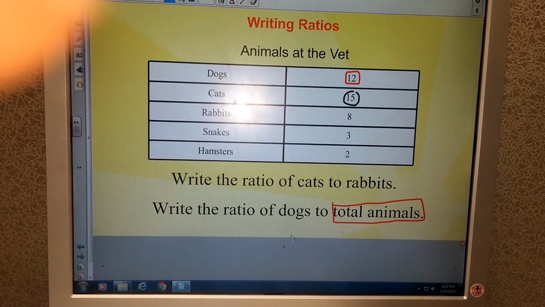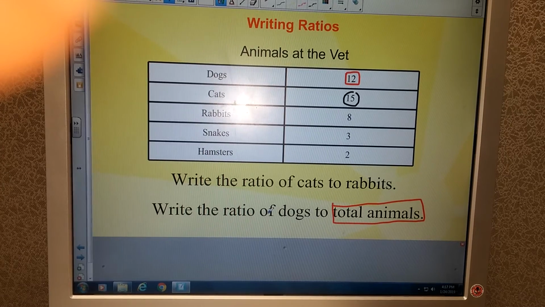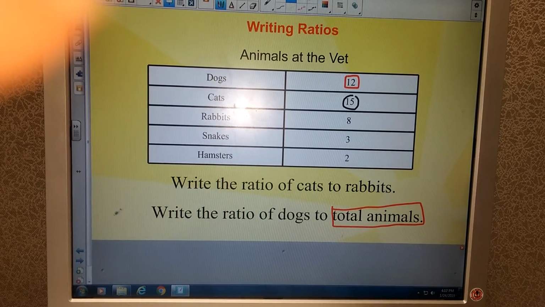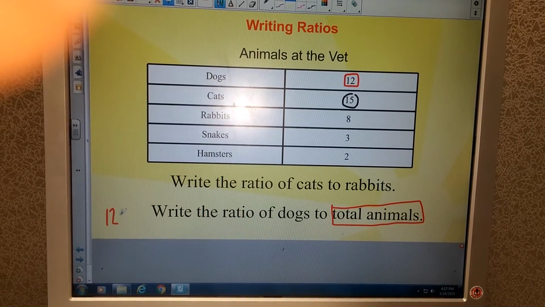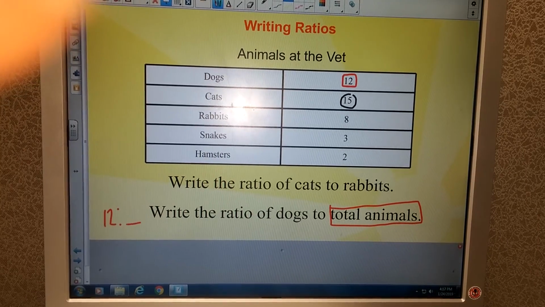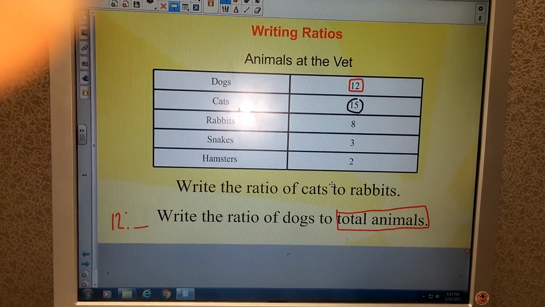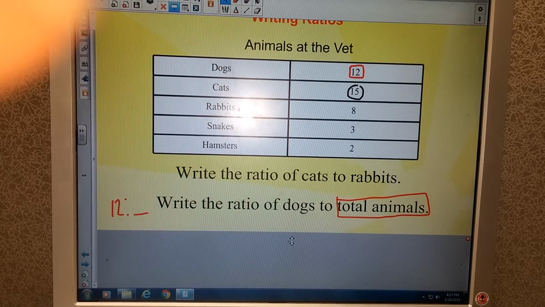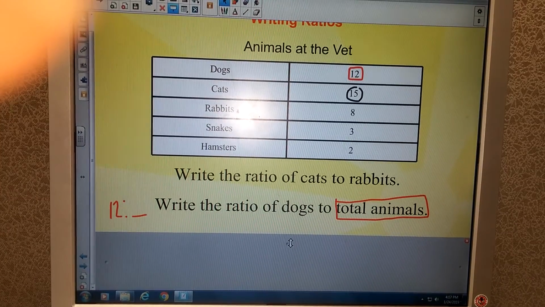So right now, go ahead and use your calculator and figure it out. So we're looking for dogs to total animals. So there are 12 dogs, and it's up to you to find out how many total animals there are. When you're ready to unpause it and have the answer figured out, we'll move on.